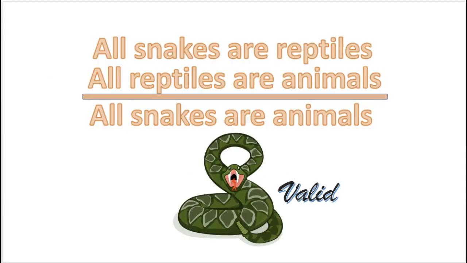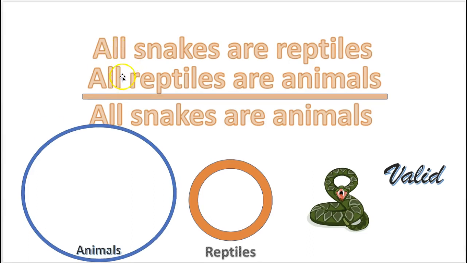All right, for example, here is a valid deductive argument. This is what is known as a categorical syllogism. Notice this line separates the two premises from the conclusion. All snakes are reptiles. All reptiles are animals. Therefore, all snakes are animals. Now, why is that? In this argument, the premises do support the conclusion. The conclusion does follow necessarily from the premises.